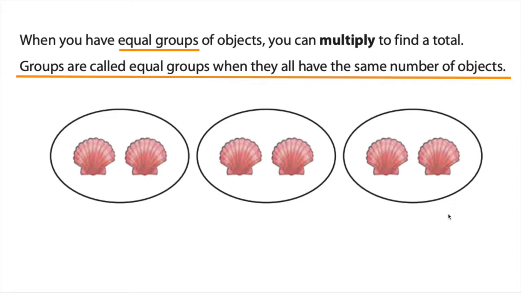When you have equal groups, like in the top one on the last slide, where there's 2 and 2 and 2, you can multiply to find a total instead of adding up 2 plus 2 plus 2. Remember, multiplying is a shortcut for times when you would be adding the same number over and over, or when you have equal groups. It's also very important to remember that groups are called equal groups when they have the same number of objects in them.